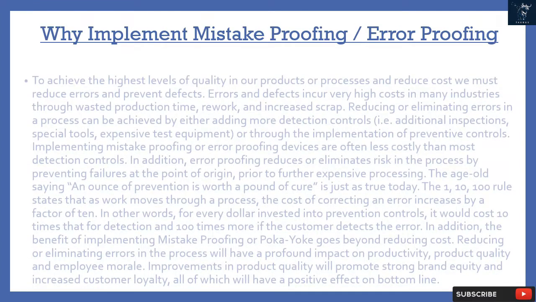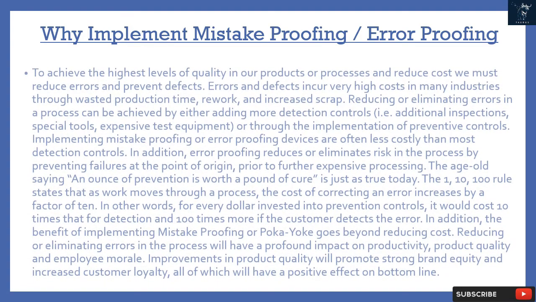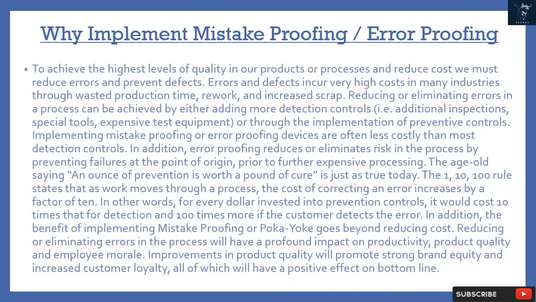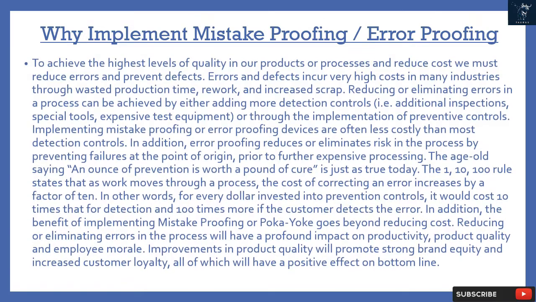Why implement mistake-proofing, error-proofing? To achieve the highest levels of quality in our products or processes and reduce cost, we must reduce errors and prevent defects. Errors and defects incur very high costs in many industries through wasted production time, rework, and increased scrap. Reducing or eliminating errors in a process can be achieved by either adding more detection controls, i.e. additional inspections, special tools, expensive test equipment, or through the implementation of preventive controls. Implementing mistake-proofing or error-proofing devices are often less costly than most detection controls.